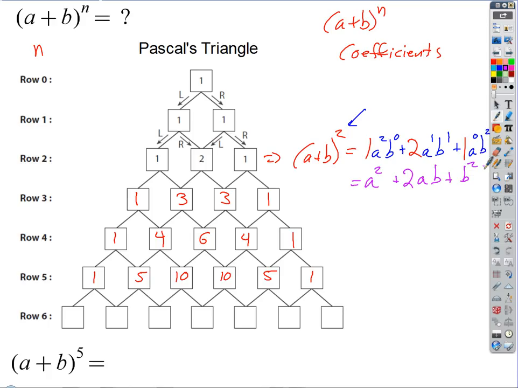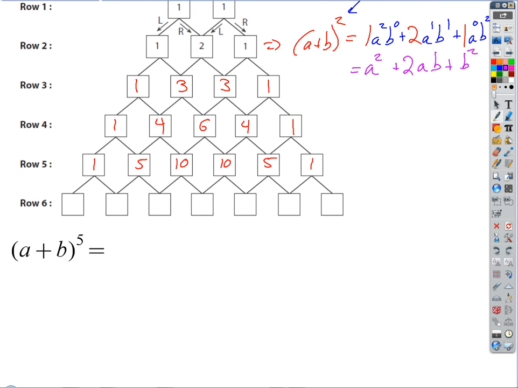See how that works? We could even go all the way down to row 5, and expand out something really complicated like A plus B to the 5th. It'd be easy to do, right? We can just write down the pattern based on Pascal's triangle. So what's the first thing? I want you to take a second in your notebooks and just think about that, okay? Get your notebooks out and see if you can think.